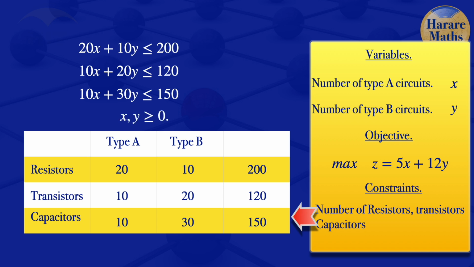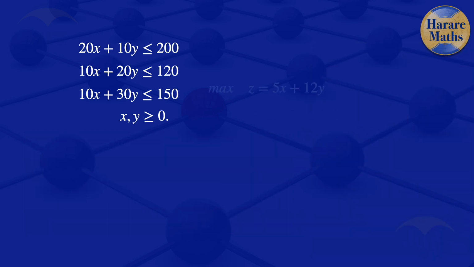So what we have now, we have written the objective function. We have our constraints there. So our linear programming problem is maximize z, which is equals to 5x plus 12y, subject to 20x plus 10y less than or equals to 200, 10x plus 20y less than or equals to 120, 10x plus 30y less than or equals to 150, and x and y greater than or equals to 0. So that's the linear programming problem that we were required to formulate.